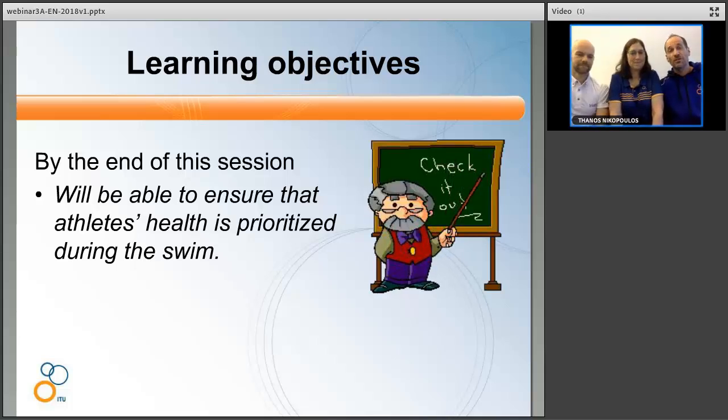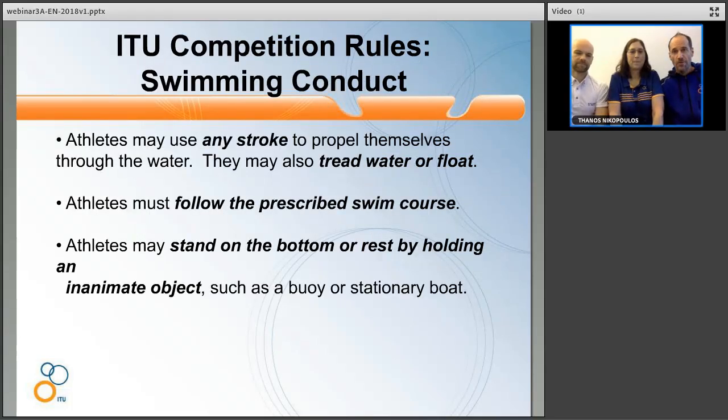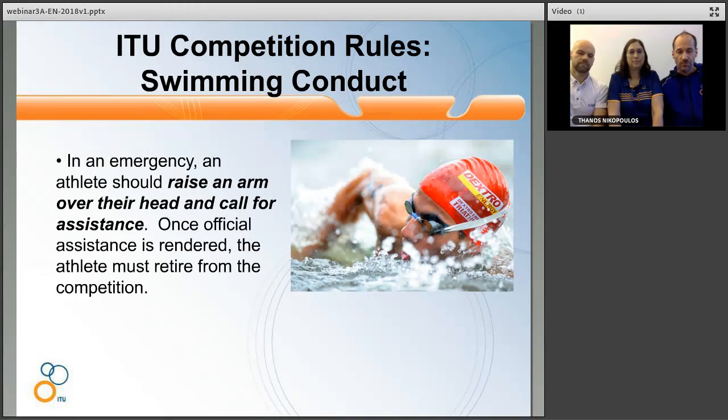In these sessions, we're going to look at everything around the athlete's health in the swim leg of an event. The main principle for the swim conduct is that the athletes can use any stroke. So if they want to go backstroke, breaststroke, butterfly, whatever, they're allowed. They have, of course, to follow the course. That's why we have buoys. And they can also, if they wish, just stop, get a rest. As long as there's not a forward movement, they can even hold a kayak or a boat if they wish.